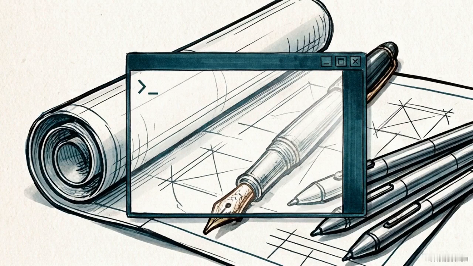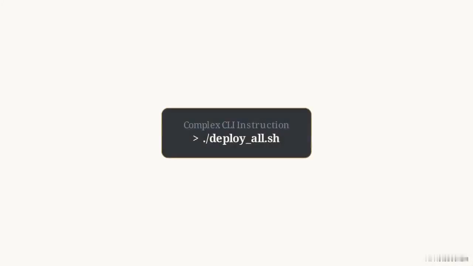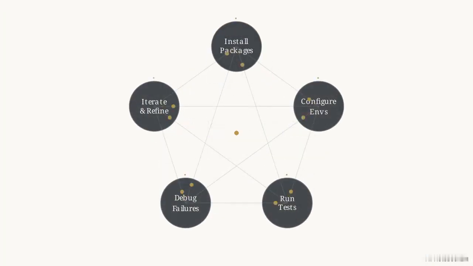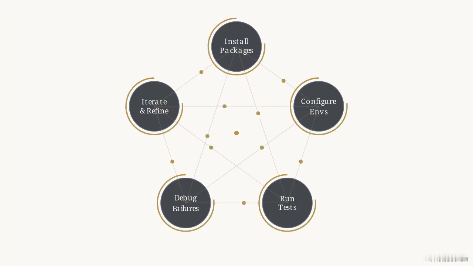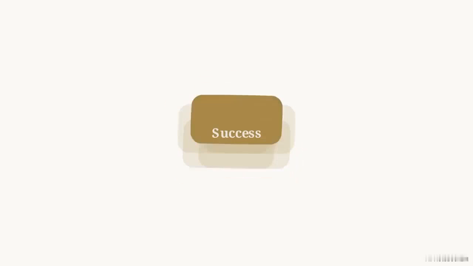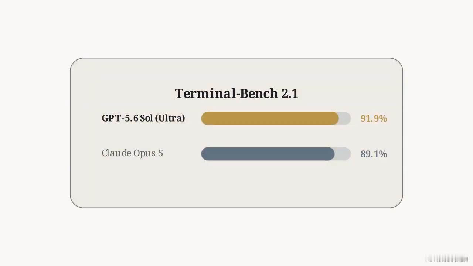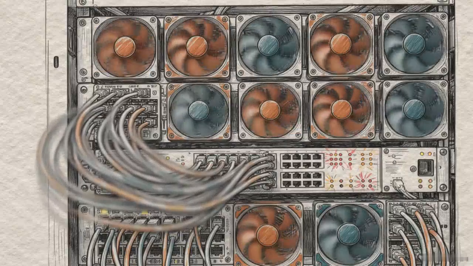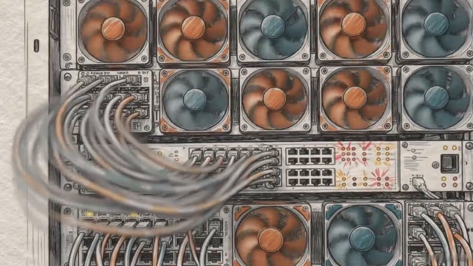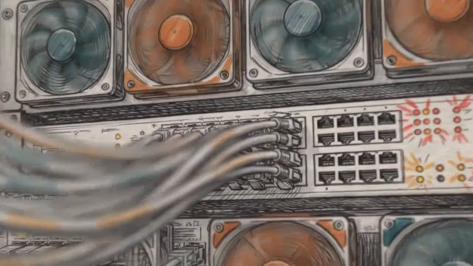Where OpenAI takes the definitive lead, however, is in agentic command line work, measured by Terminal Bench 2.1. GPT-5.6 Sol features an ultra mode. This architecture splits a complex command line instruction into parallel sub-agents. They concurrently install packages, configure environments, and debug failures. Because of this, Sol edges out Opus 5 on Terminal Bench, 91.9% to 89.1%.